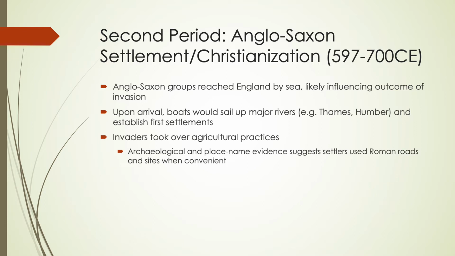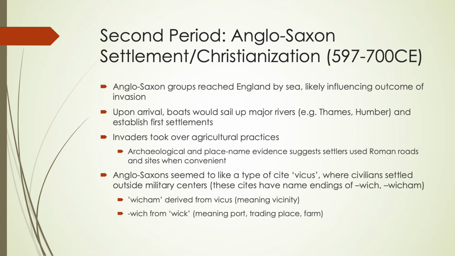We see this through different archaeological evidence and some place names. There's some evidence that suggests that the settlers used some existing Roman roads and sites when it was convenient. They may have taken over formerly abandoned villages. They may have taken over some of the trade routes and the Roman roads that were already in place at the time. And the Anglo-Saxons seemed to like a type of site that was known as a vicus.